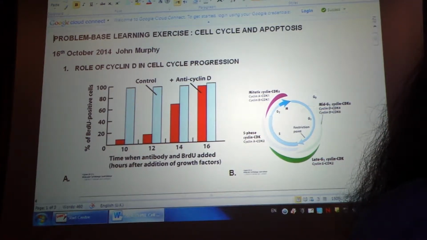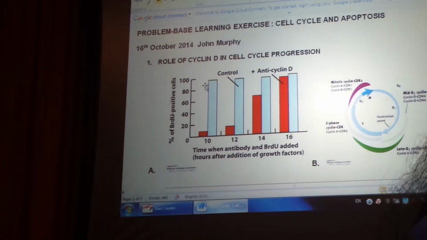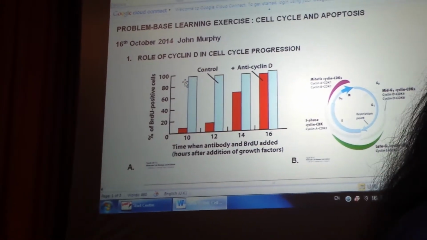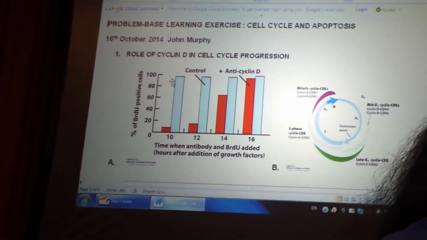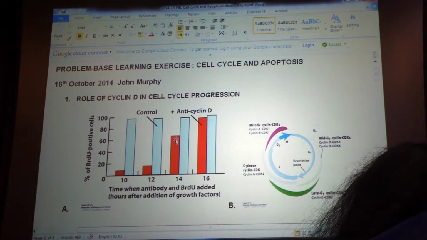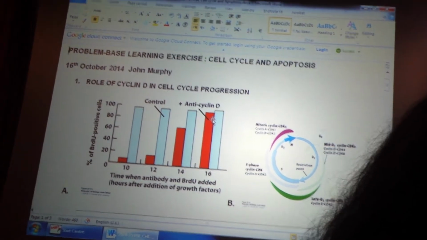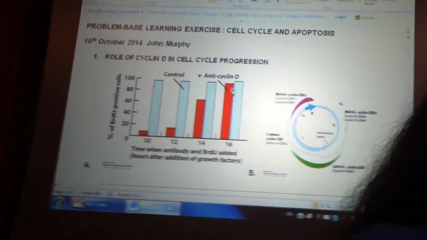You can see that they've all gone from G0, and they've all gone into S phase. So 100% of them are in S phase. Remember, percentage of BrdU positive cells is the percentage of cells in the S phase of the cell cycle. Remember, when DNA is made, it has to incorporate a nucleotide, and bromodeoxyuridine is a kind of synthetic nucleotide analogue. Then anti-cyclin D was added to the cells. Okay. So what does that information tell you?